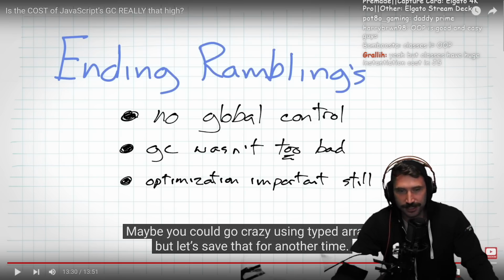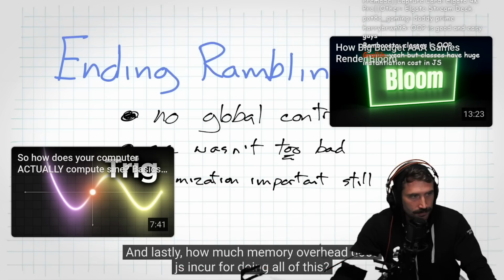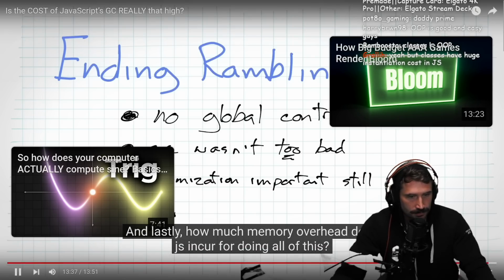So it's very, very interesting. It's fun. But let's save that for another time. And lastly, how much memory overhead does JS incur for doing all of this? I do not believe classes have instantiation costs like you're saying. I think it's significantly less.